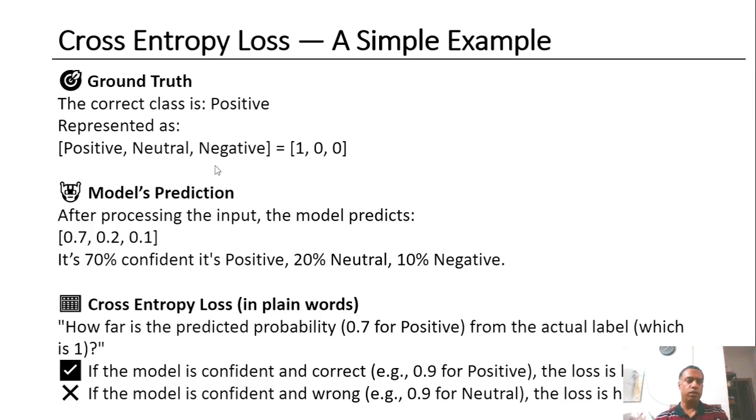And you have a one hot encoder 100. The model predicts it as 0.7, 0.2, and 0.1. So essentially it says 70% confident that it is positive, 20% neutral, and 10% negative. So cross entropy loss in plain words is how far the predicted probability is. Here it is 0.7 positive, but the actual label is 1, which is 100%. So if the model is confident and correct, we say the loss is low. If it is confident and wrong, we say the loss is high.